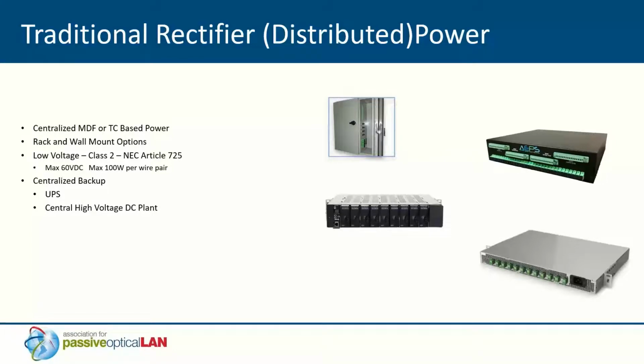This is a traditional rectifier power, and when we say that, it's typically closet-based. It's a rack or wall mount option. It's low voltage, considered Class 2, covered under NEC Article 725. And what that states is you can have a maximum of 60 volts DC at 100 watts per wire pair. I say that because it is possible, utilizing two or more pairs, to increase your power to an end device, and there are some restrictions associated with that, but that possibility does exist.